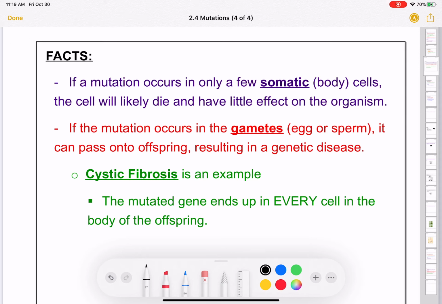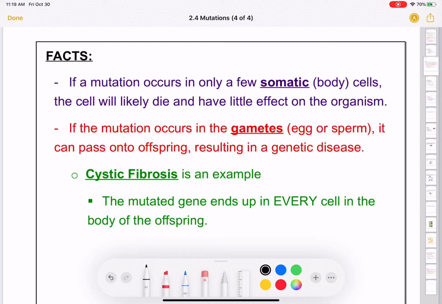Some facts about mutations. It says if a mutation occurs in only a few somatic cells, which are body cells, the cell will likely die and have little effect on the organism. So, like I said before, in our body cells, our skin cells, for instance, if we have a mutation, our body's probably going to find it and just kill that cell because we have extras. We don't need to keep every single cell that we have in our body. We have lots of extras, so it'll just kill those off and create new, better ones.